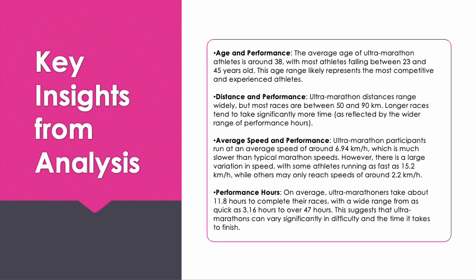And then the performance hours: on average, ultramarathoners take about 11.8 hours to complete the races, with a wide range from as quick as 3.16 hours to over 47 hours. That's insane. That suggests that ultramarathons can vary significantly in difficulty and the time it takes to finish.